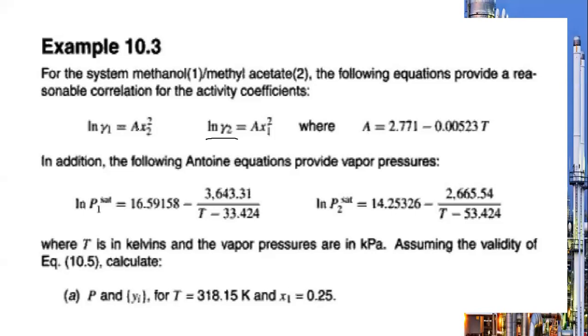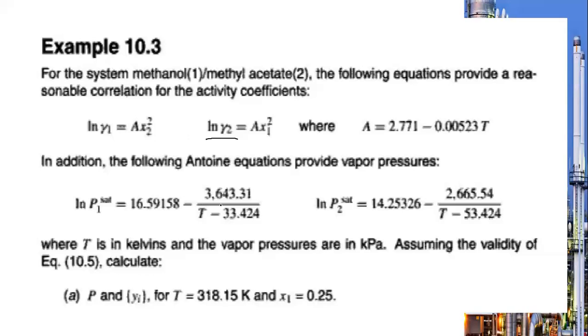Pag na-solve mo yung A, you can calculate gamma. Kasi meron din given na x1. X1 is 0.25, so x2 is 0.75. Dalawa lang naman kasi sila, methanol at saka methyl acetate. So you can easily find gamma 1 and gamma 2, yung activity coefficients. Syempre pag meron na kayong gamma 1, gamma 2, solvable na yung problem.